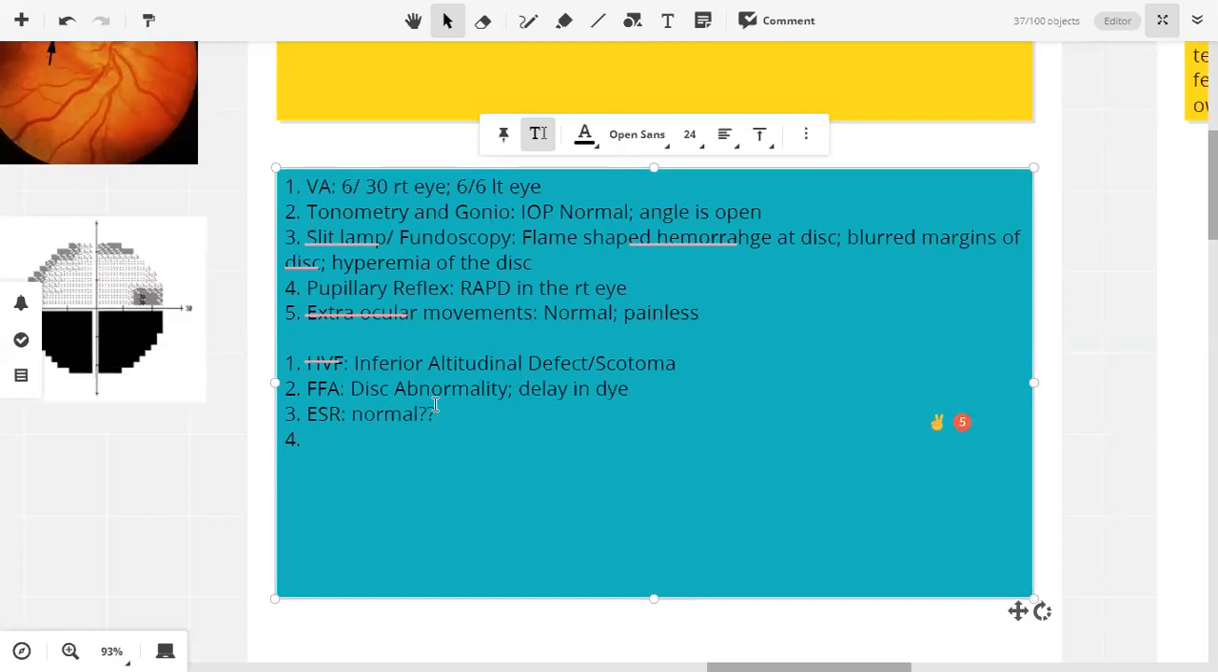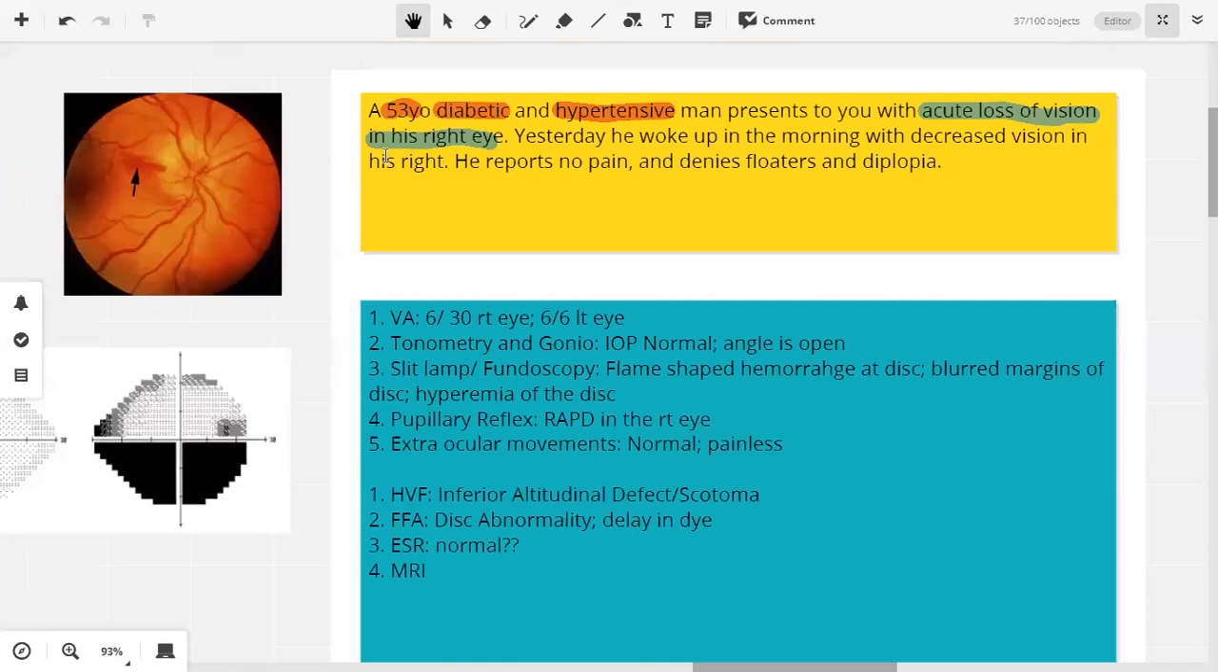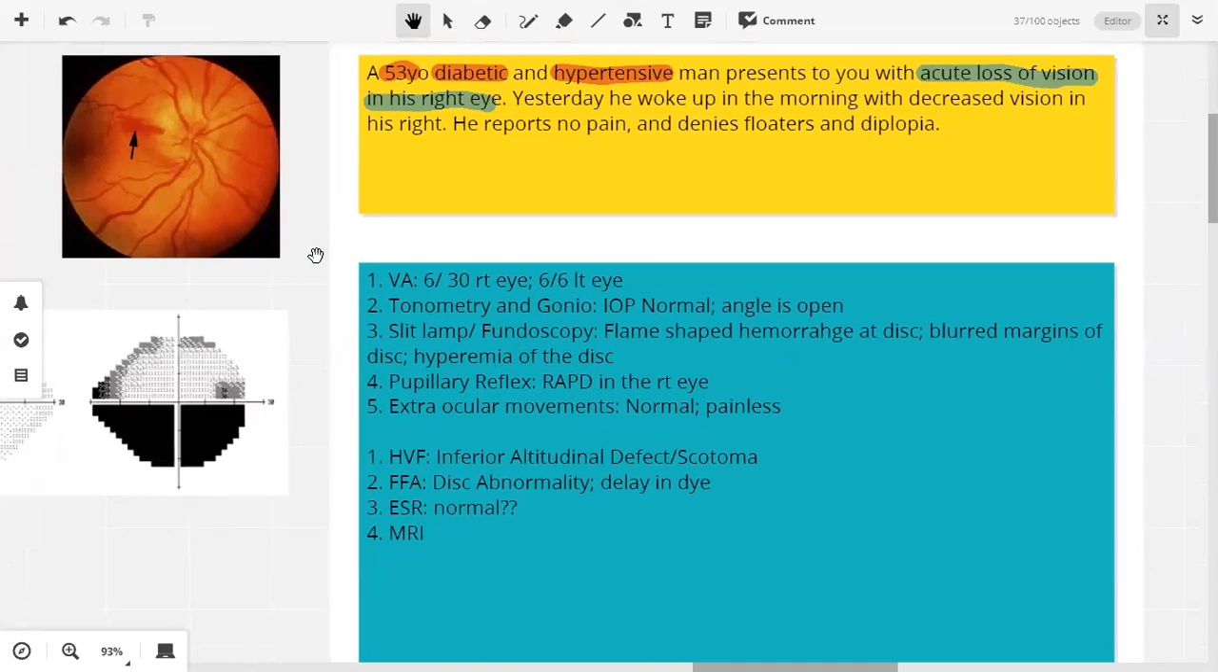And what else would you like to get done? MRI. So do you have any indication to perform an MRI at this point? Because of papillary edema. Papillary edema. So you're thinking this is papillary edema. Okay. So that lesion is only present in the right eye. So you're thinking that something is causing unilateral papillary edema.